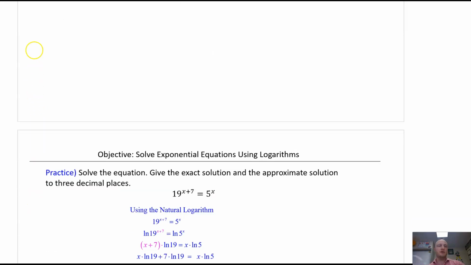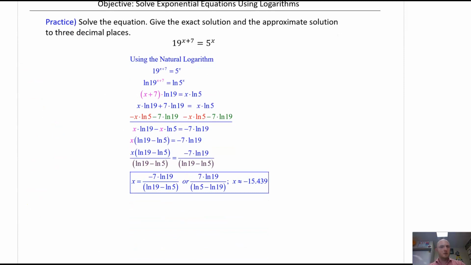All right, hopefully you tried this one. Here is the solution. So after you use a logarithm of each side, you can pull down your exponents. After you distribute the x plus 7 to the natural log of 19, you get x natural log of 19 plus 7 natural log of 19 is equal to x natural log of 5. Now it's just shuffle. I'm going to move all my x's over to the left, the x natural log of 5, and I'll move the 7 natural log of 19 over to the right. And then I can factor out my x. So here, x times natural log of 19 minus natural log of 5 is equal to negative 7 natural log of 19. And then I just divide.